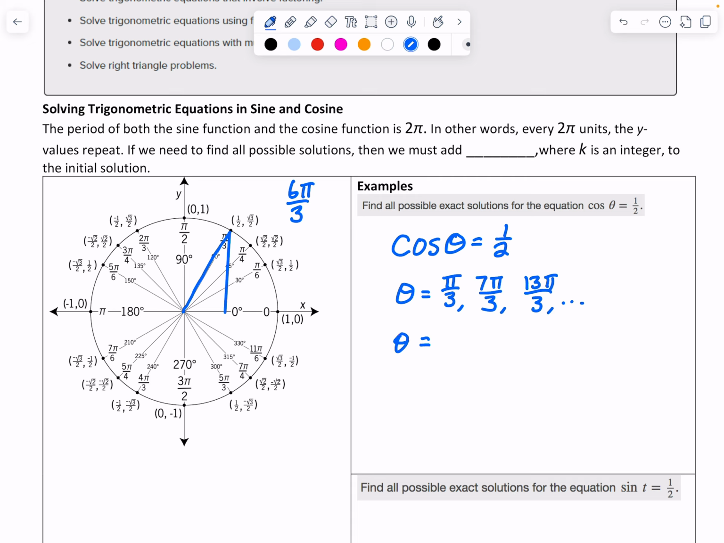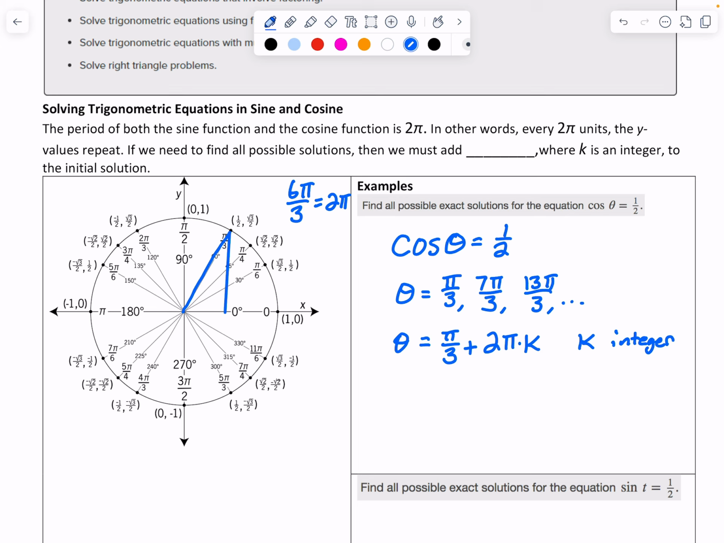So one way we could write it is pi over 3 plus 2 pi, because that's all the way around. That's what we were adding, right? And then we put times k, where k is an integer. Remember, integers are just non-fraction numbers, positive and negative. So you pick your favorite integer: 1, 2, 3, 4, 5, 0, negative 1, 2, 3, negative 5, negative 14. You plug it in there.